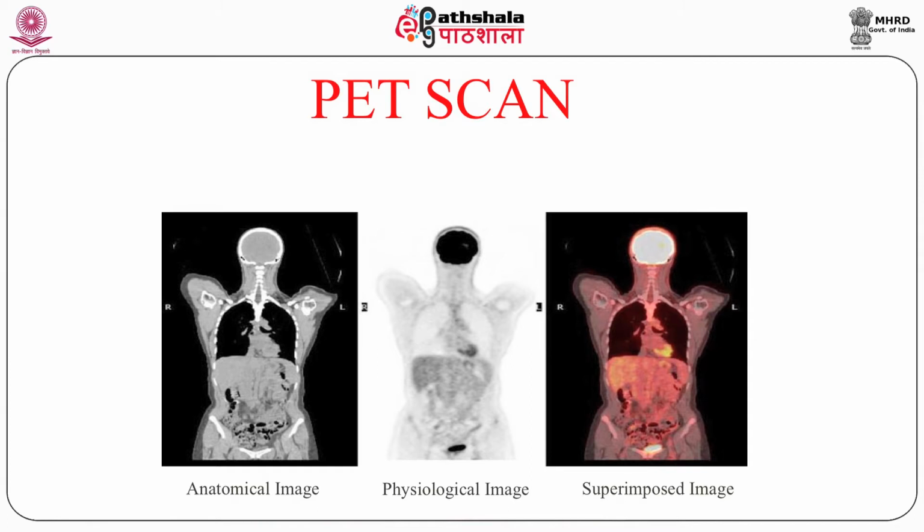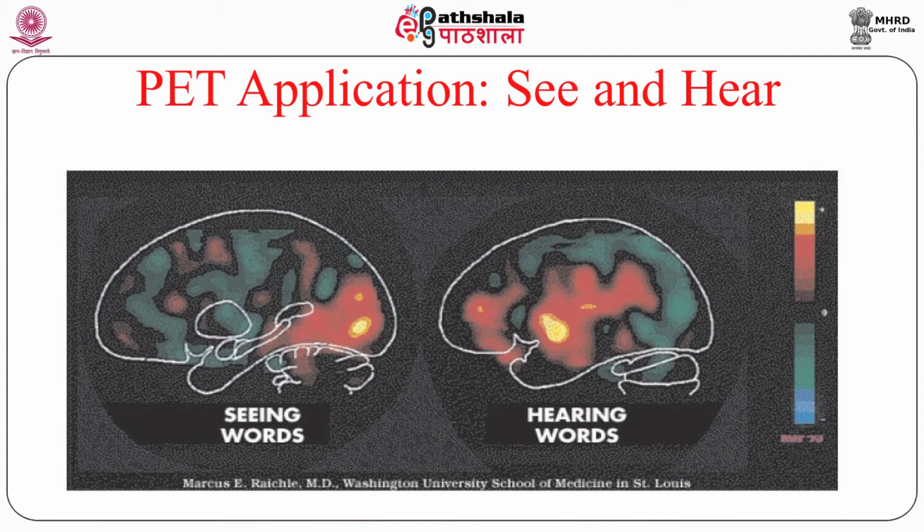But when you have to fuse it, because if you see these first two images, you cannot find the disease stage, you cannot find the hot spot, you cannot find the problem where exactly it is located. The same can be done when you superimpose these two images. See the PET application, how beautifully and clearly it shows over here.